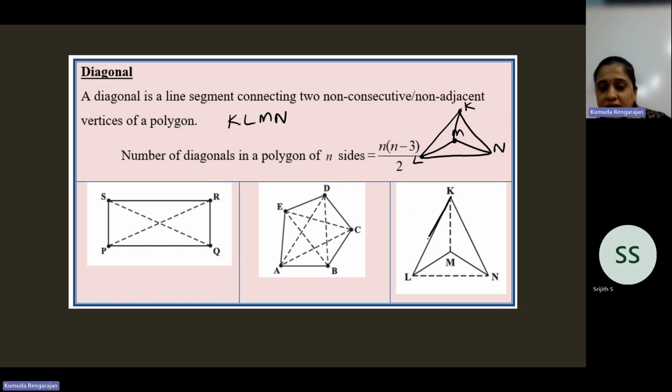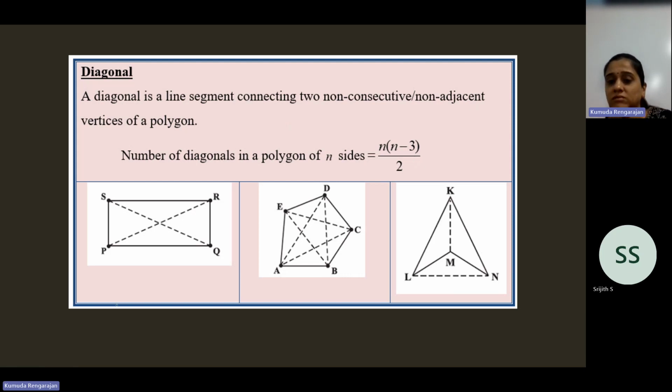You should go in the order. K, L, M, N. So when you connect K and M, that's one diagonal. When you join L and N, can you see? The name of the quadrilateral is KLMN. If you join vertex K and vertex M, can you see the dotted lines? Vertex K and vertex M are connected. That's a diagonal. Join vertex L and vertex N. That's the other diagonal. Got it?